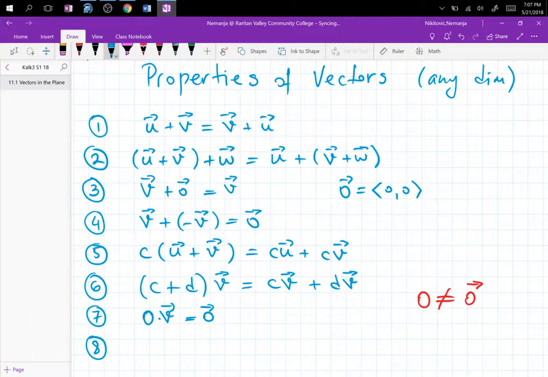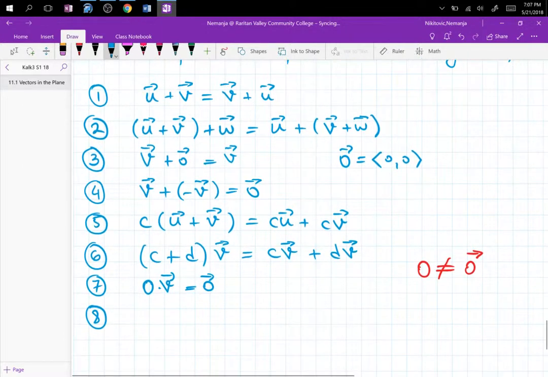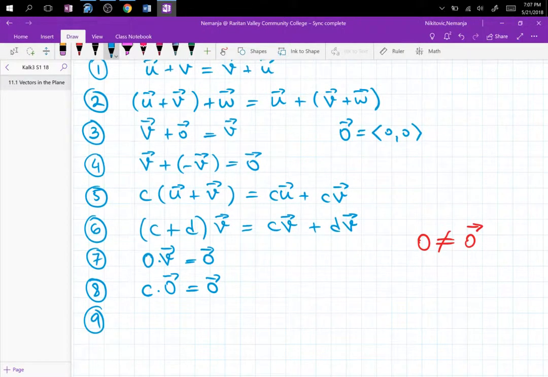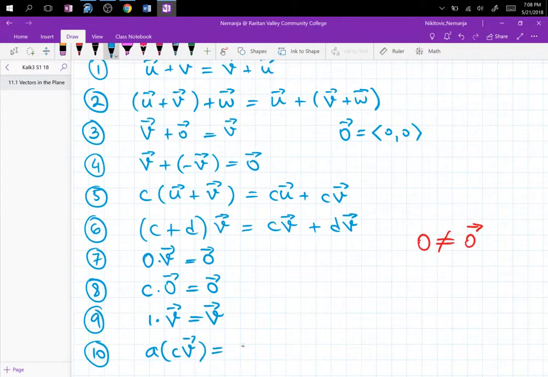D is some other constant? D is just another constant, yes. Scalar, right? Constant times the 0 vector is the 0 vector. Number 9, 1 times vector v gives you back vector v. And number 10, multiplicative property over here, is that you can multiply constants first and then multiply that into vector v. So these are the 10 properties.